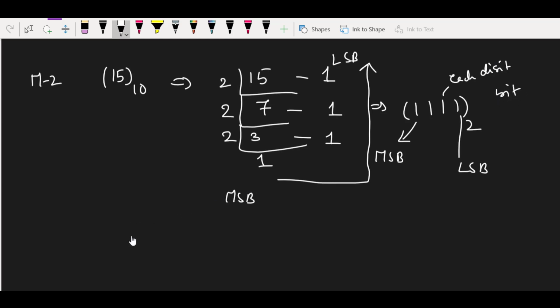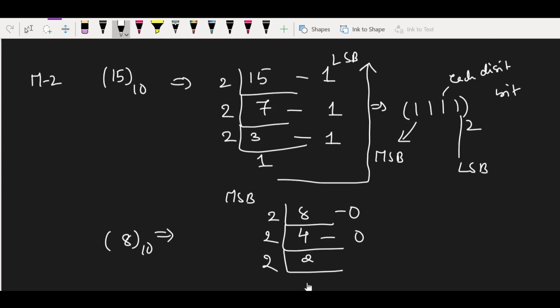Okay, so this is the second way of doing decimal to binary conversion. Let's take 8 and try to do it with repeated division. 2 into 4 will be 8 with a remainder 0 here, and 2 into 2 will be 4 with a remainder 0 here, and 2 into 1 will be 2 with the remainder 0. Now take lower to upper side, it will be 1 0 0 followed by base 2. So this is how we convert a decimal number to a binary number.